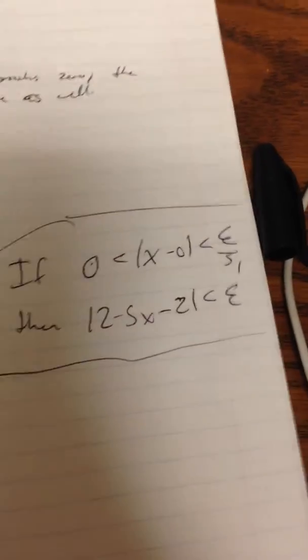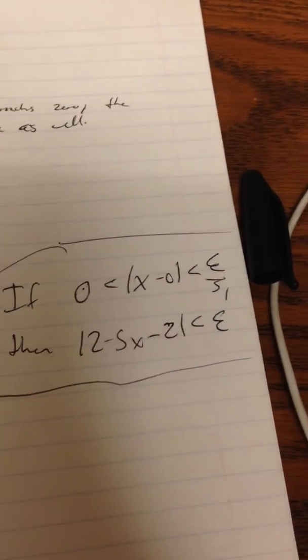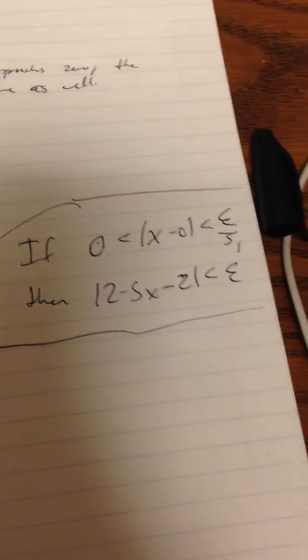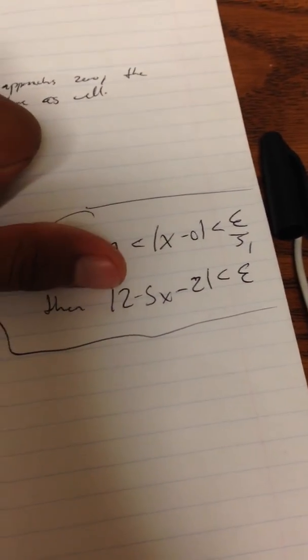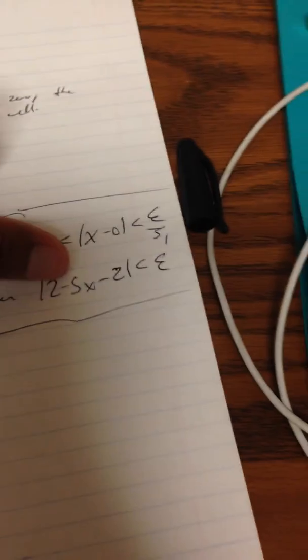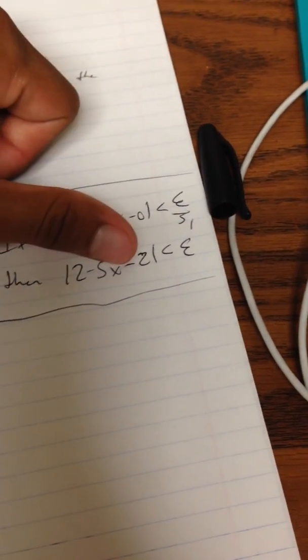If x is epsilon over 5 distance from 0, then the y value of the function will be epsilon distance from 2. And that's it, guys. Thanks.